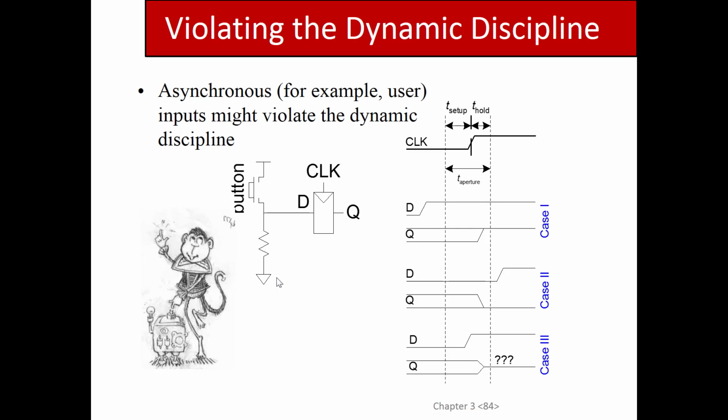Now, if you're laying out data paths, the tools can guarantee that the setup and hold time constraints are not violated, because they're generating the circuits. But what about something you can't control, like, say, an input device? How does this work?